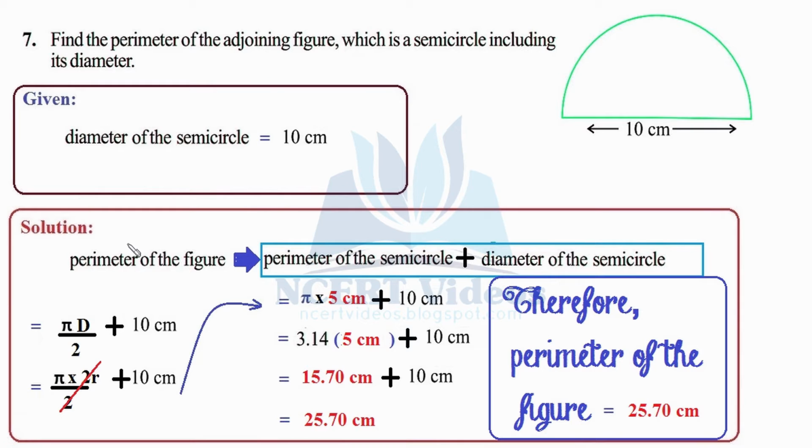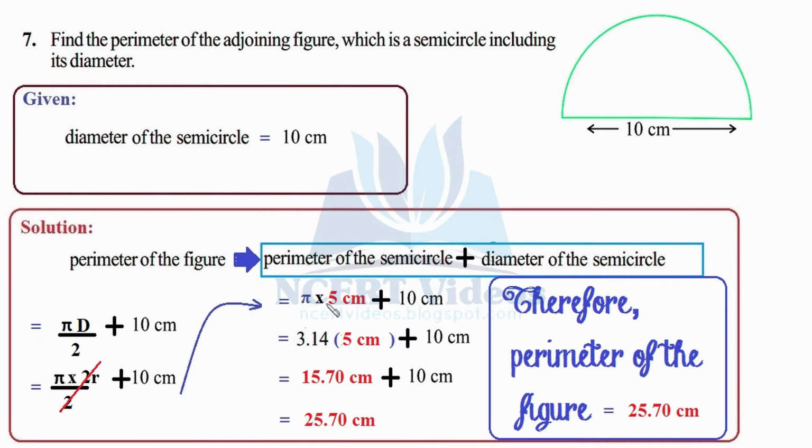Now the solution is, perimeter of the figure will be equal to, as we have stated earlier, the perimeter of this semicircle plus the diameter of this semicircle. Diameter is given, therefore you can straight away write plus 10 centimeter. You have to find this thing. Now the perimeter of a semicircle will be what? Perimeter is 2 pi r, but it is half, so we divide 2 pi r over 2 to cancel. We are only left with pi r. So pi as it is into radius, which is diameter half, so 10 over 2 is 5 centimeter.